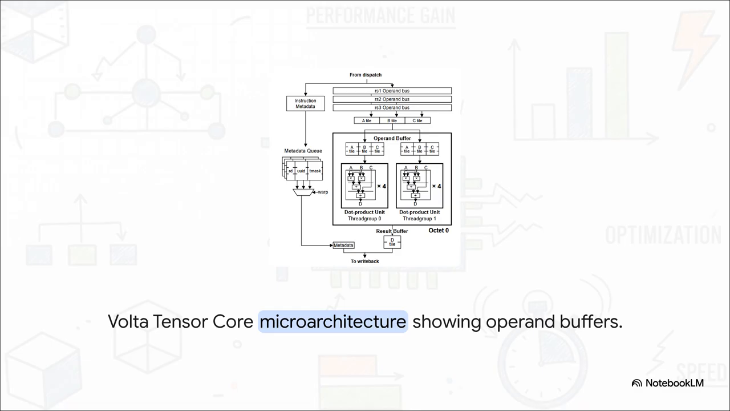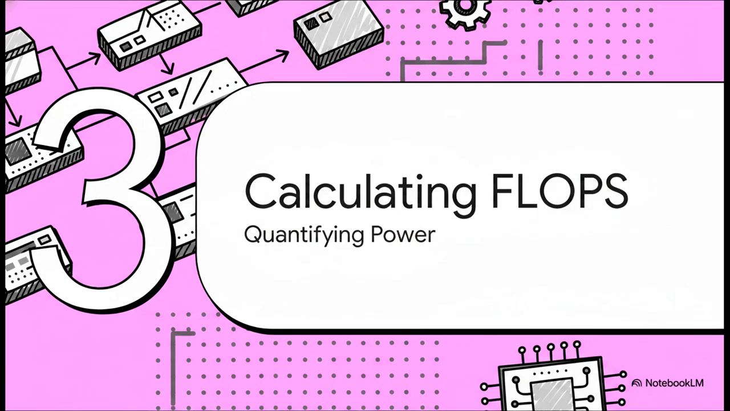If you look inside the microarchitecture of a Volta Tensor Core, notice how specific data tiles for A, B, and C are fed straight from the operand buffers right into the dot product units. Those results are then accumulated and passed down to the result buffer. It's literally a highly tuned, parallel assembly line built exclusively for matrix math. Okay, Section 3, calculating flops per MMA.